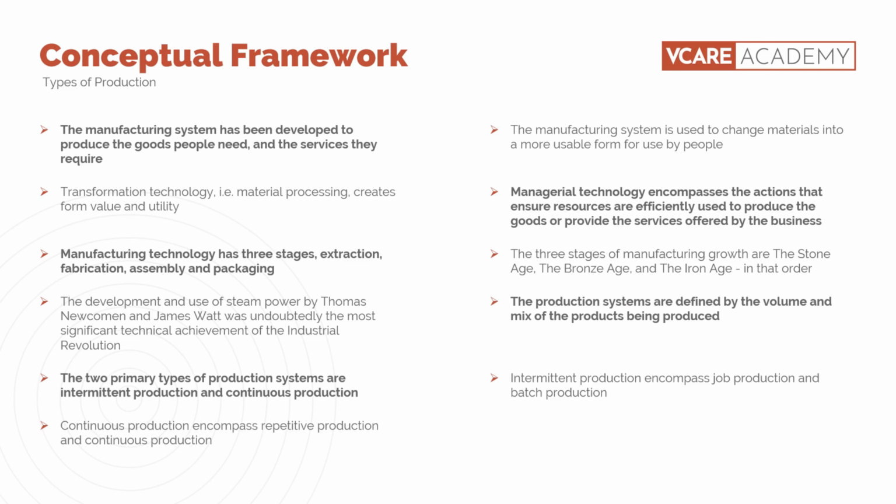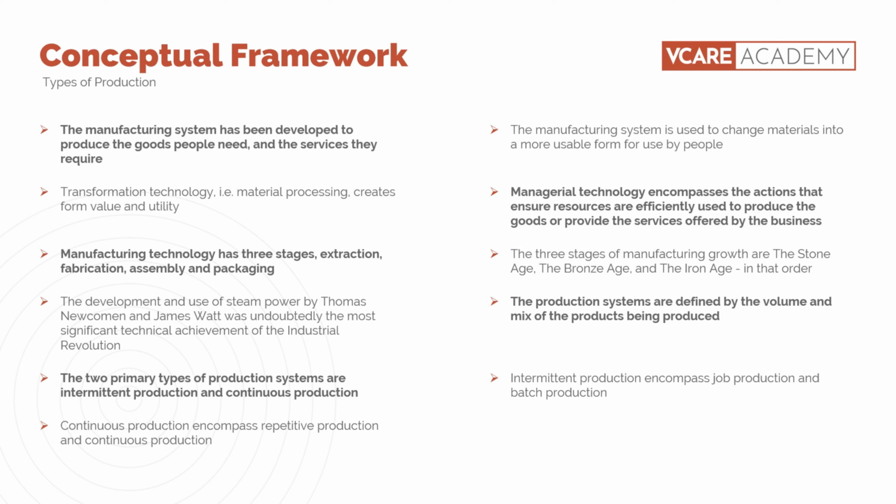Manufacturing systems are being developed to produce the goods and the services that we require. The manufacturing system is used to change materials into a more usable form for use by people. Transformation technology, materials processing, creates form, value, and utility. Managerial technology encompasses the actions that ensure resources are effectively used to produce the goods or provide the services offered by the business. Manufacturing technology has three stages: extraction, fabrication, and assembly and packaging.